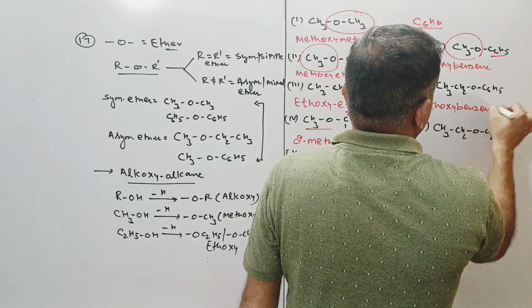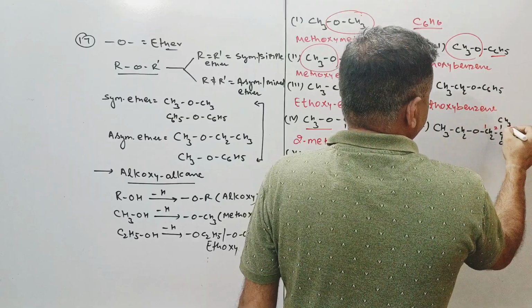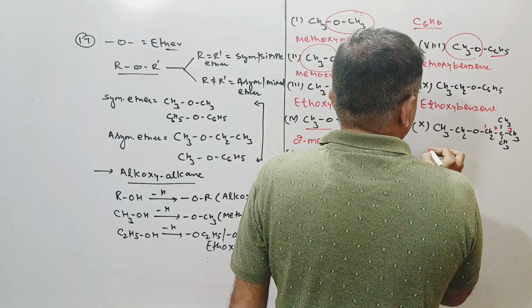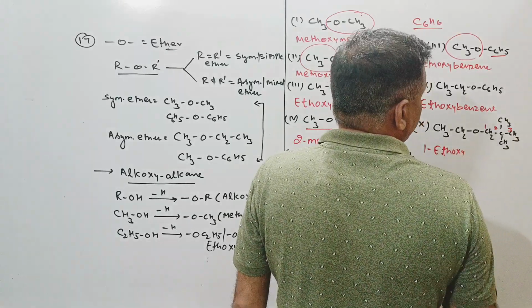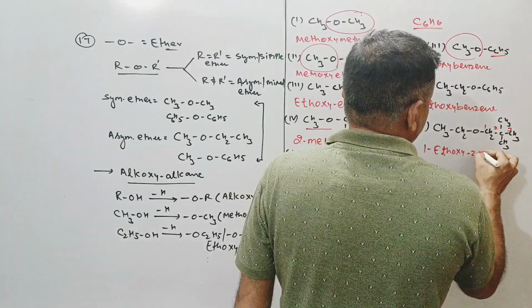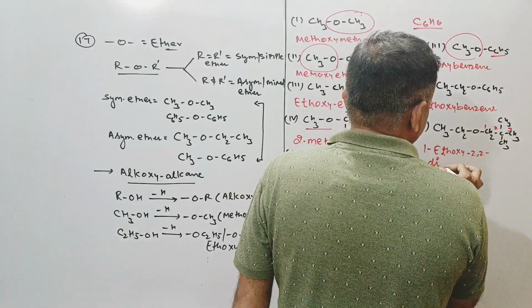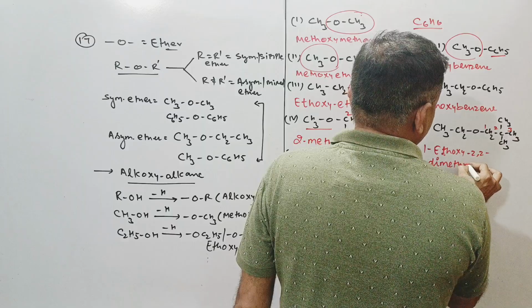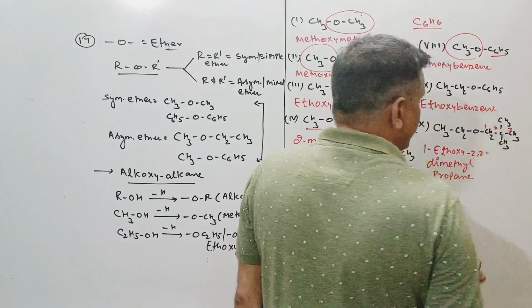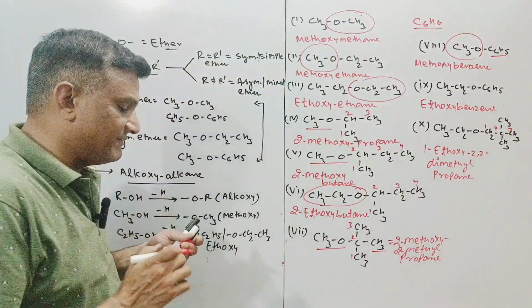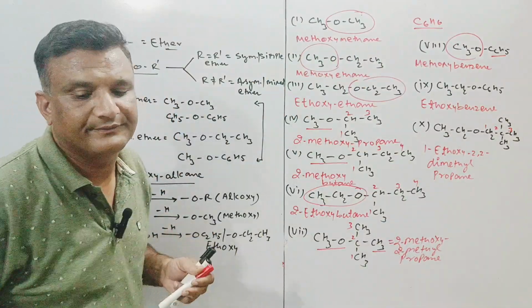Ethoxybenzene. This is the longest possible chain. So it will be 1-ethoxy. And at the number 2 position there are 2 methyl groups, so 2,2-dimethyl. There are 3 carbons in the chain, so it will be propane with a single bond. So this was about the naming of the ether group.